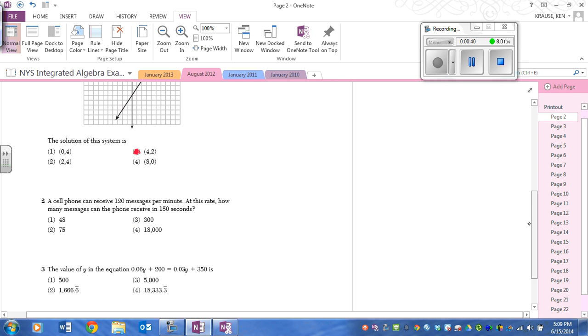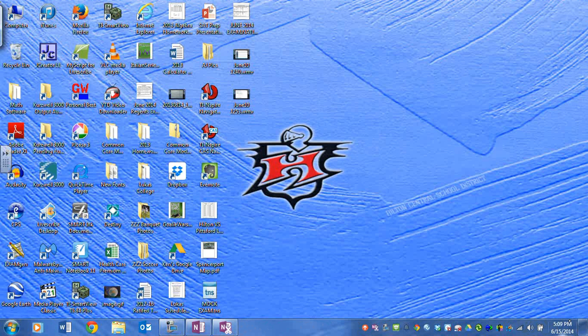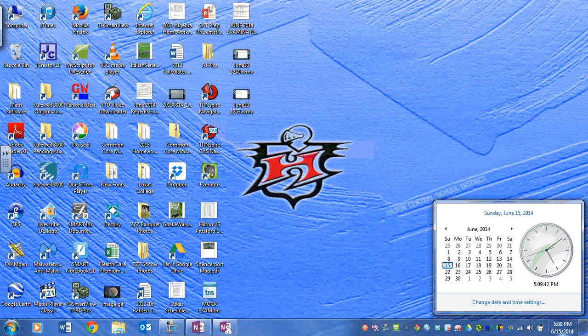That one should have been pretty easy. And here we go. A cell phone can receive 120 messages per minute. At this rate, how many messages can they receive in 150 seconds? Well, if you think about it, 150 seconds. Let's see, 60 seconds per minute. That's 60, that's 120. Really, that's 2 minutes, and then another 30 seconds. That's 150 seconds. So it's really 2.5 minutes. And I probably should have my calculator out, so eventually that will come out. I won't need it for this one.